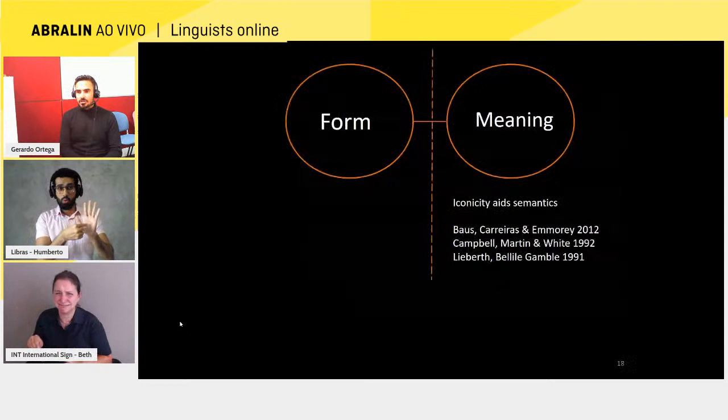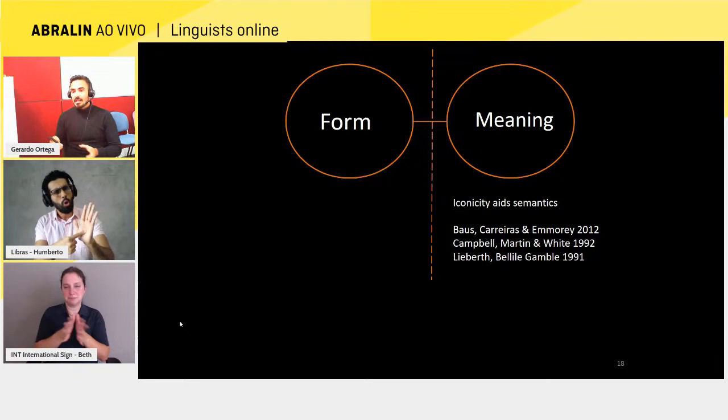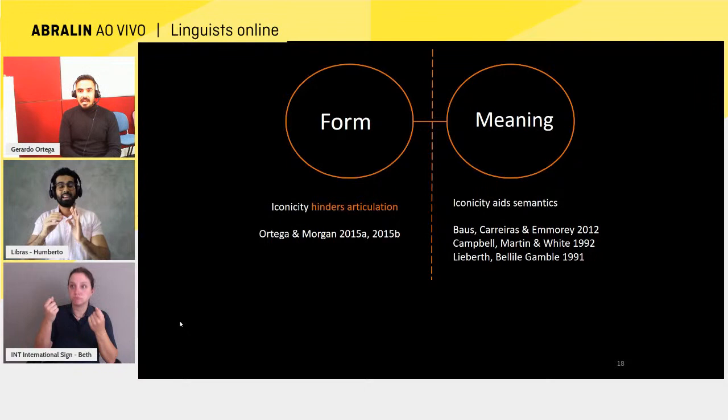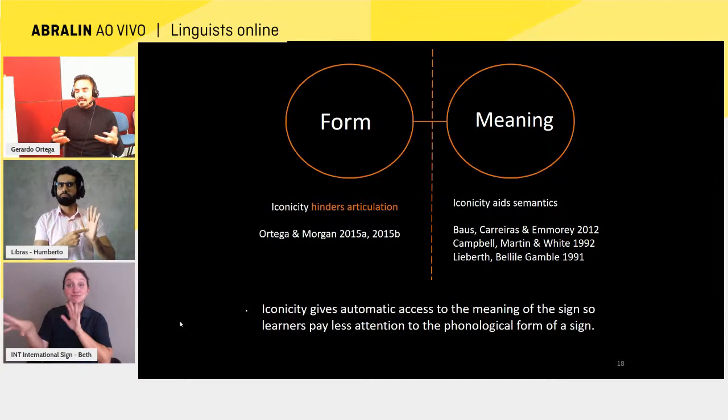So just to put these results in a broader context, we know that there's research that shows that iconicity helps the semantics of signs, but what we found is that iconicity actually hinders articulation. And the explanation that we gave in this article is that iconicity gives automatic access to the meaning of signs, so learners do not have to pay a lot of attention to the phonological form of each sign.